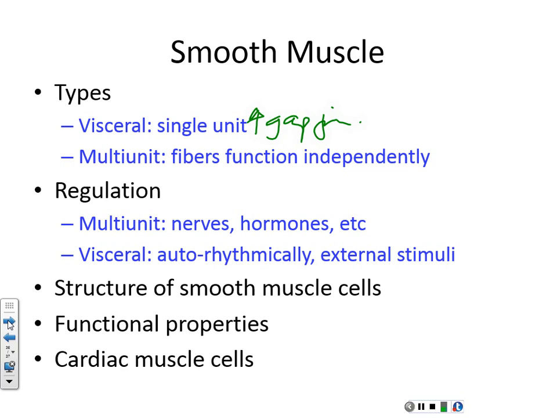Okay. Anyway, and cardiac muscle, we all know about the intercalated discs, and it's got its own rhythm. In fact, it's got its own pacemaker cells that have their own pace, and that's it.